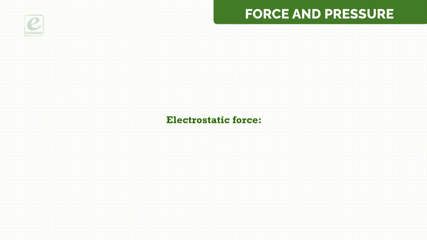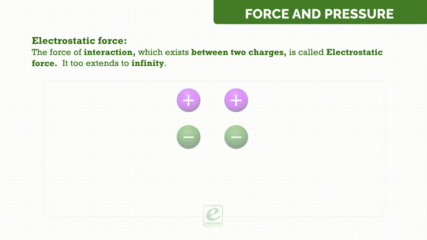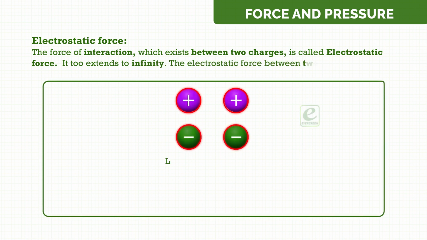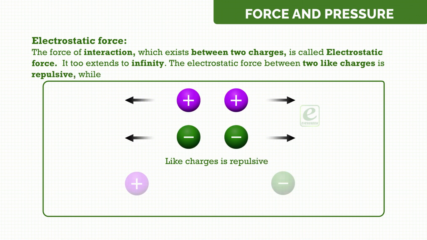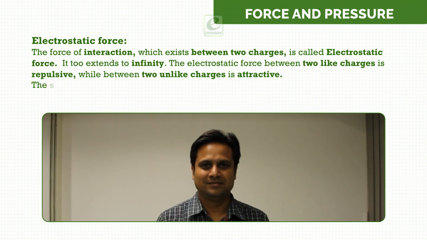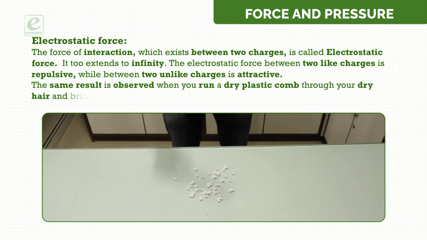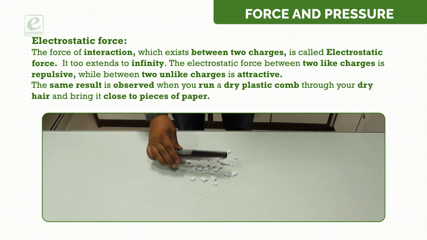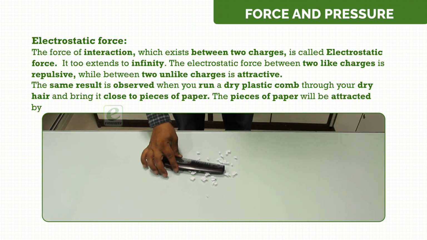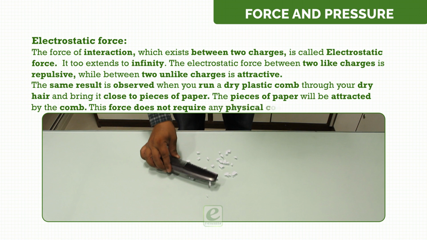Electrostatic force. The force of interaction which exists between two charges is called electrostatic force. It too extends to infinity. The electrostatic force between two like charges is repulsive, while between two unlike charges is attractive. The same result is observed when you run a dry plastic comb through your dry hair and bring it close to pieces of paper. The pieces of paper will be attracted by the comb. This force, as you see, does not require any physical contact.